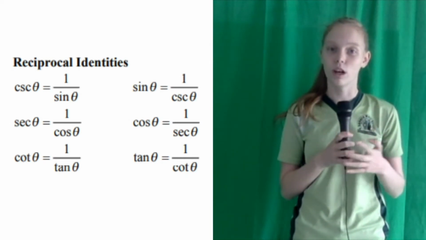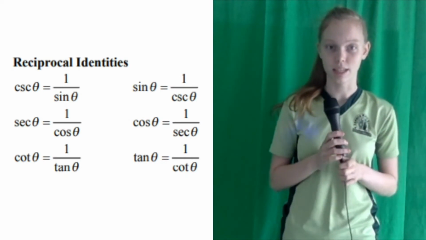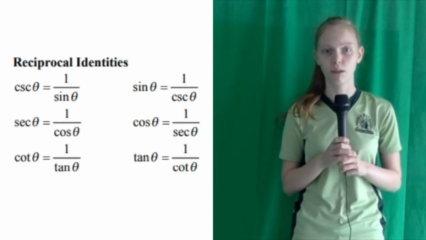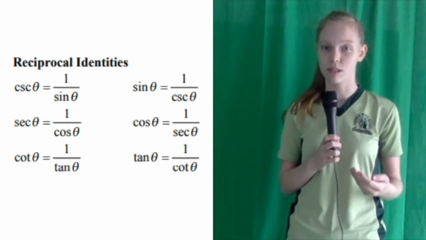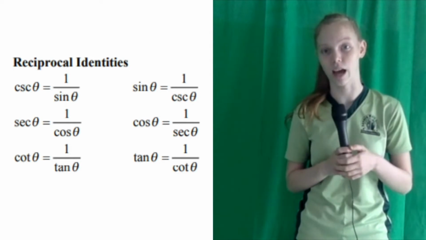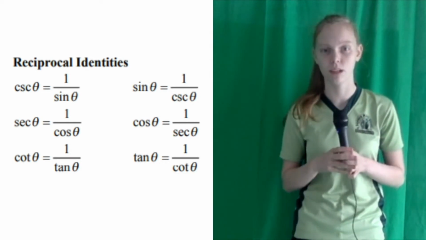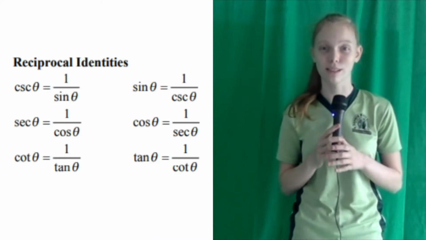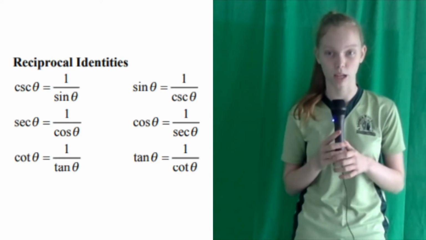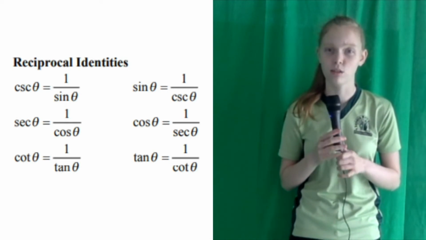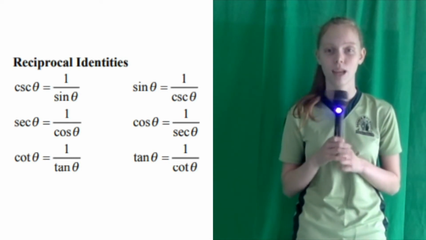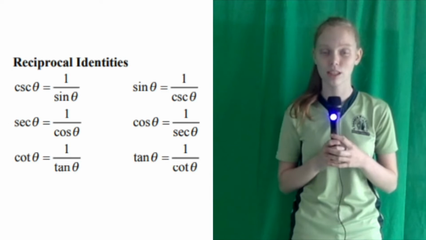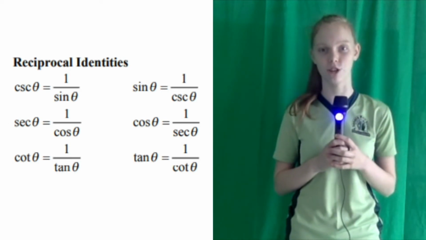Next is a little bit more complicated. It's called the reciprocal identities. So, for example, sine equals 1 over cosecant, and cosecant equals 1 over sine. They're reciprocals of each other. Same goes for cosine and secant. Cosine equals 1 over secant, and secant equals 1 over cosine. And lastly, the same thing goes for tangent and cotangent. Tangent equals 1 over cotangent, and cotangent equals 1 over tangent.